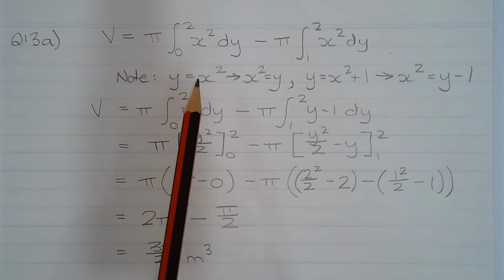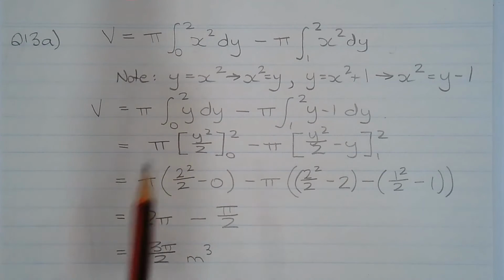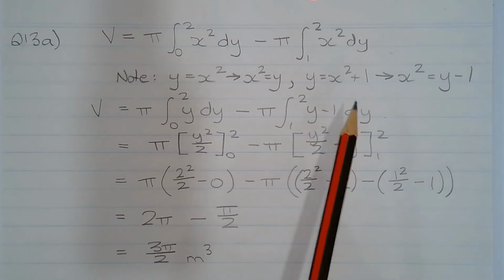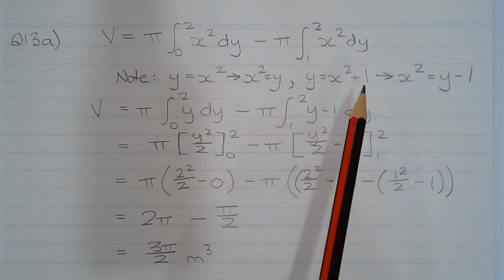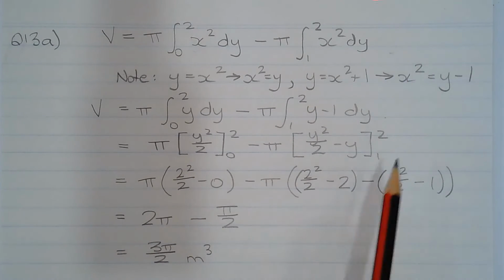Now note that y equals x squared. We need this in terms of y. Hence x squared equals y. And for the inner curve, y equals x squared plus 1, and making x squared the subject of the formula, we have x squared is equal to y minus 1.